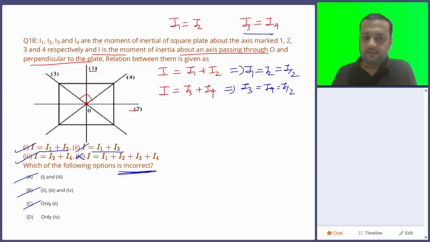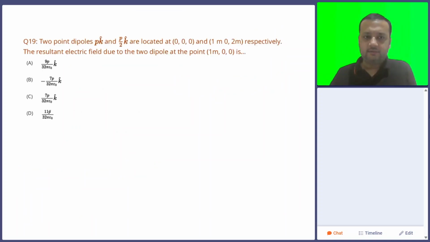So we have to choose the incorrect one. This is correct, this is correct, this is correct, so only the fourth is wrong. These three things will not be the answer, remember. The answer will be option D because you have to choose the incorrect one. So I hope you got the idea. Let us see the next question.